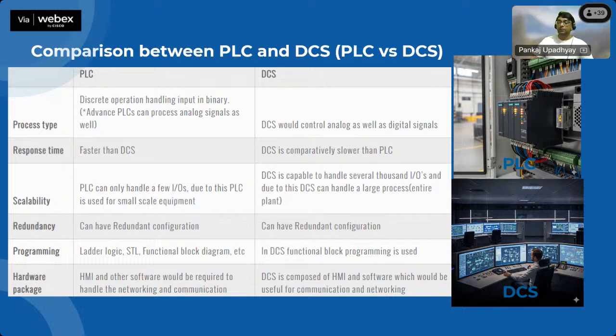This hardware package comes with HMI, and other software would be required to handle the networking and communication. So HMI is just an interface. That's the complete package which comes along with the PLC. The HMI will give you the visualization, and the PLC behind it will have the necessary drivers and other network communication protocols to connect the physical devices, and that's how the whole process works for PLCs. And DCS is composed of HMIs and software which is useful for communication and networking. Okay. Anyone have any question?